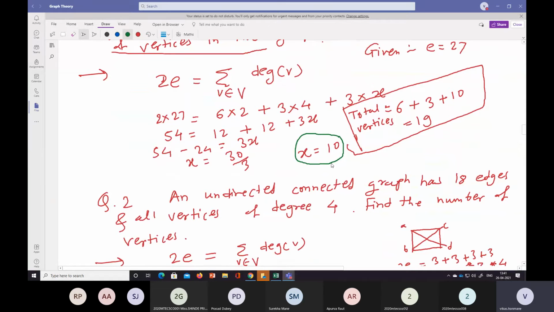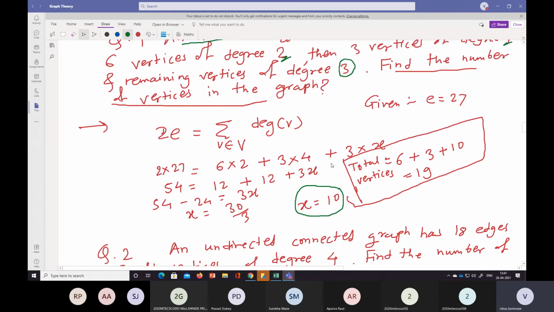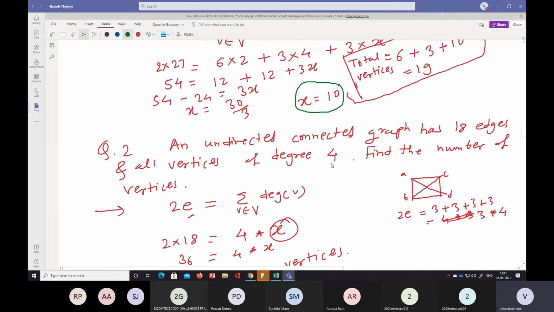A similar question will be there in your exam, as you get questions in the mid-sem exam. In a similar way you will get a question in the end-sem exam.